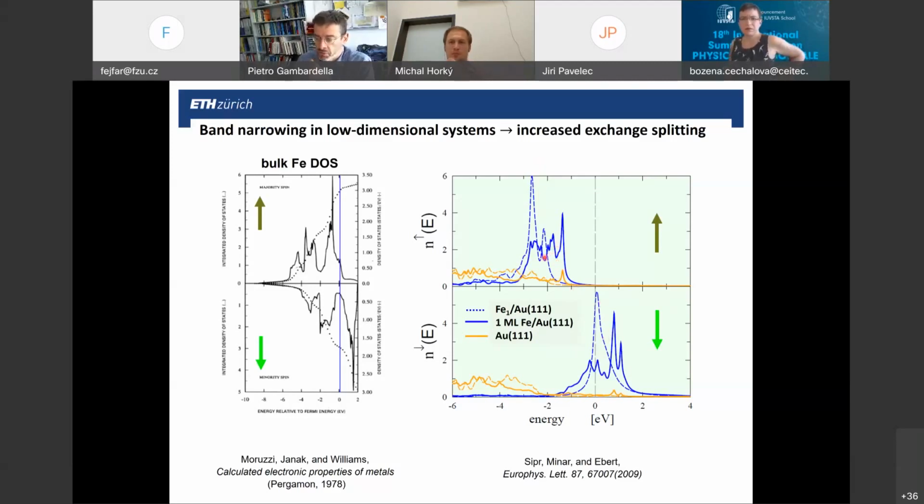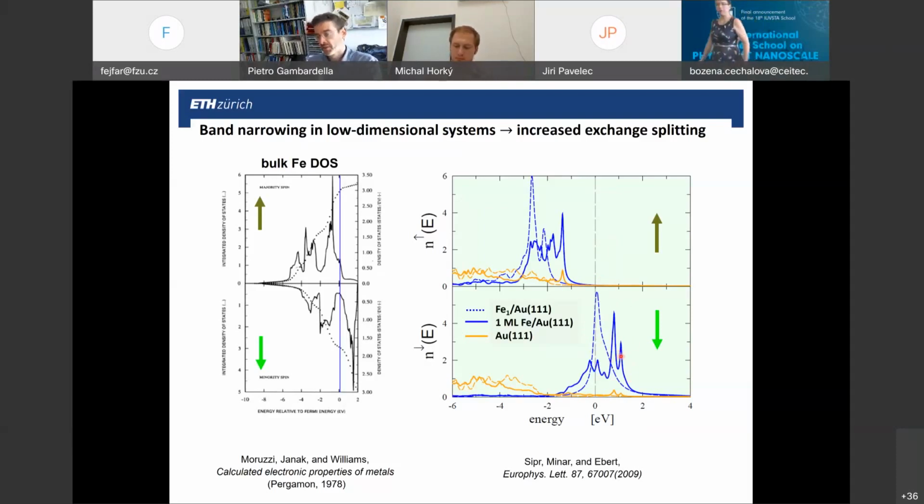And this narrowing, which is due essentially to the reduction of the atomic coordination, means we go from a band-like system towards an atomic-like system with discrete states. And when this occurs, this narrowing of the bands also implies a shift of the bands, and so typically the minority bands shift towards higher energy to maintain charge neutrality in the system, and then the imbalance between spin up and spin down states increases.